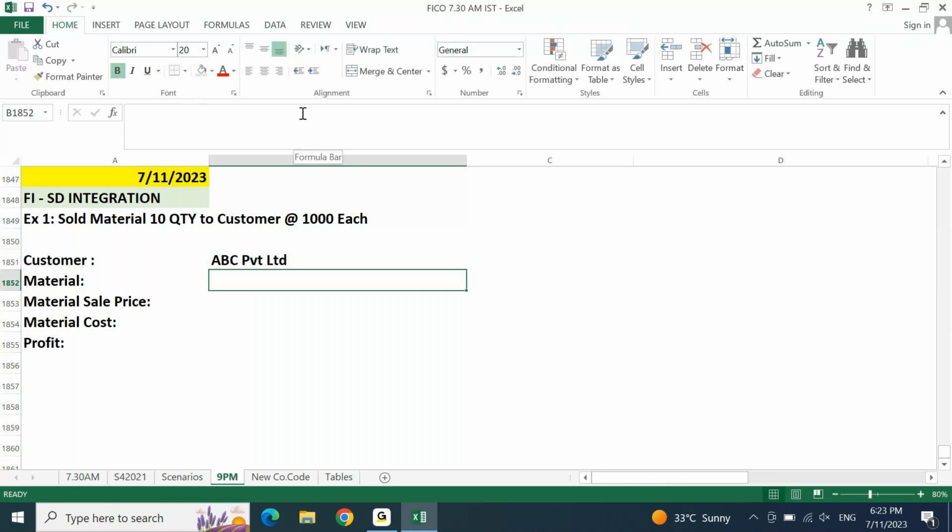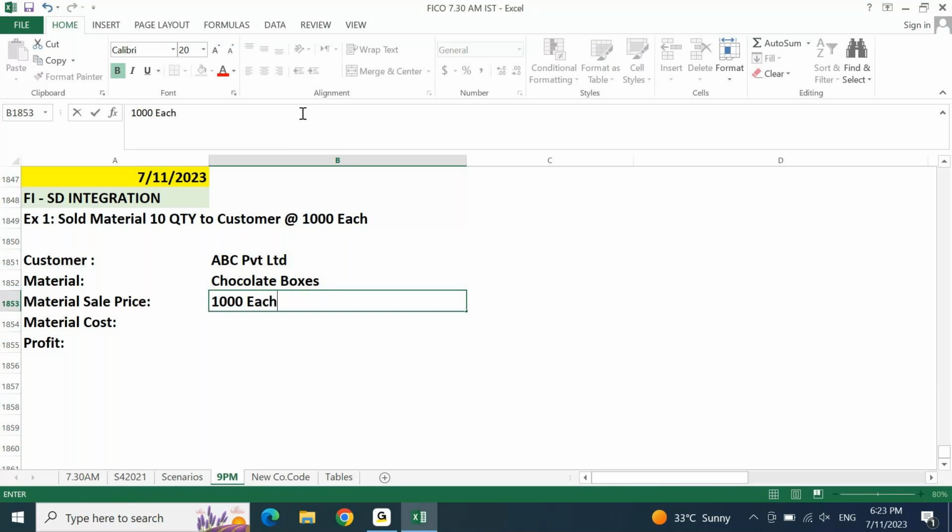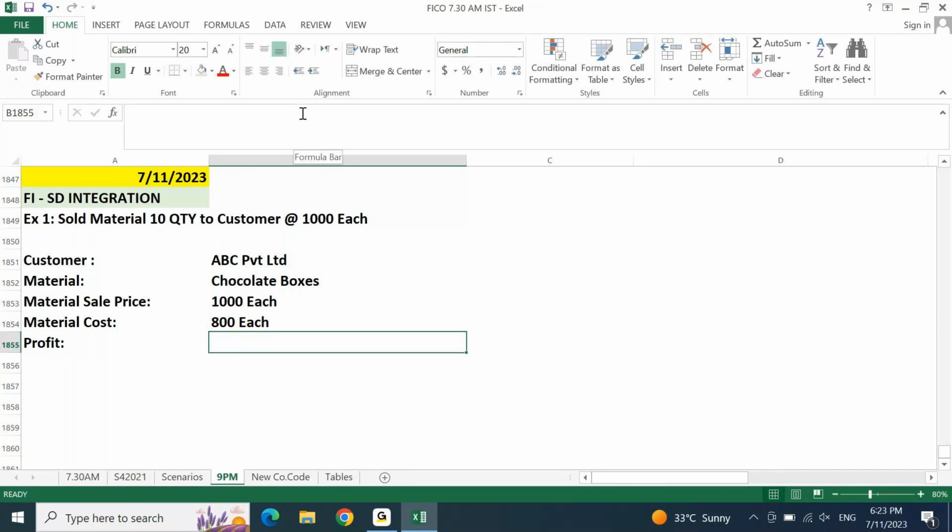Material, I'll say some chocolate boxes. Material sale price, we are talking about 1,000 each. Material cost, I would say 800 each. And when we talk about profit, profit will be the sale price of 1,000 less the cost price of 800, so it will be 200. Profit will be 200 each.